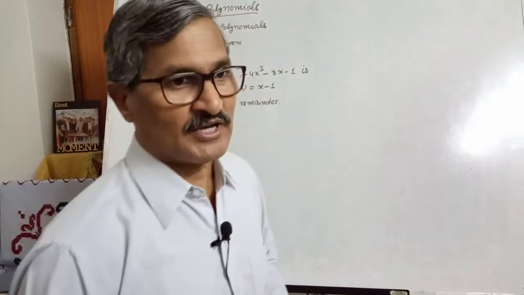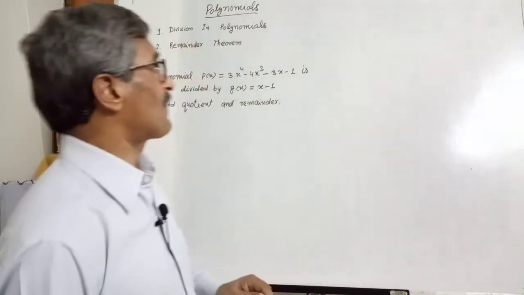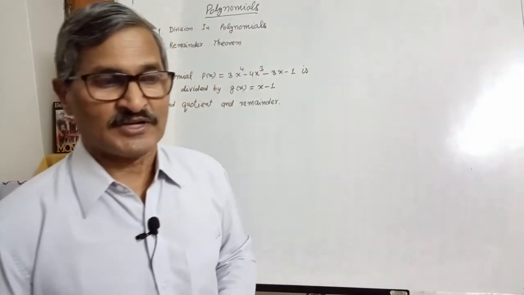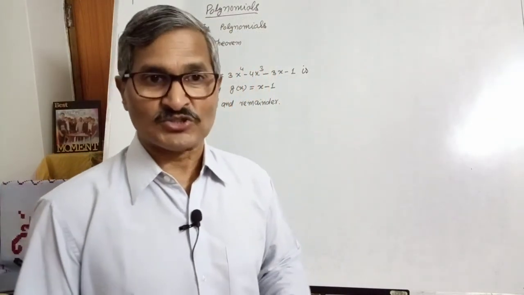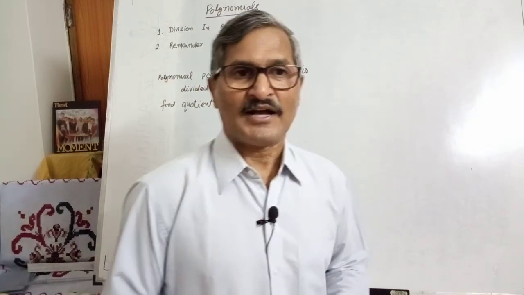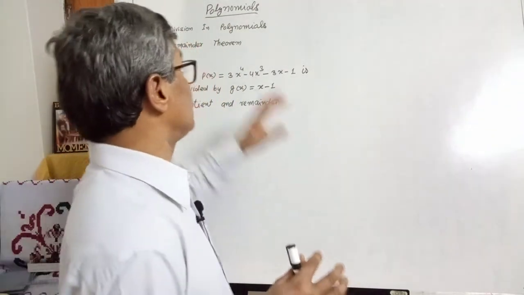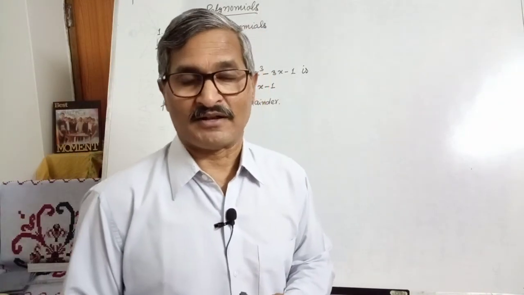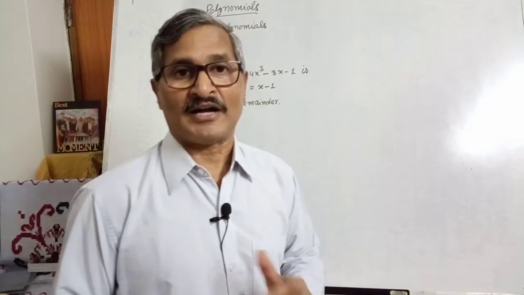Here we are going to discuss division in polynomial and remainder theorem. In previous videos you have seen that there is zero of a polynomial, degree of polynomial, and with the help of those things we are going to find the division, how to divide a polynomial by another polynomial, and what are the polynomials we are getting as a result.